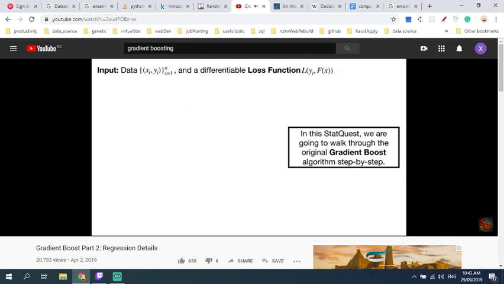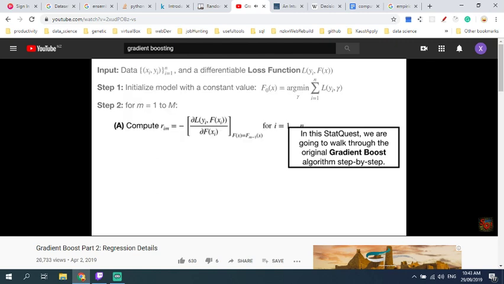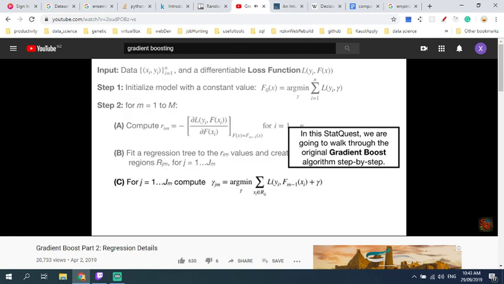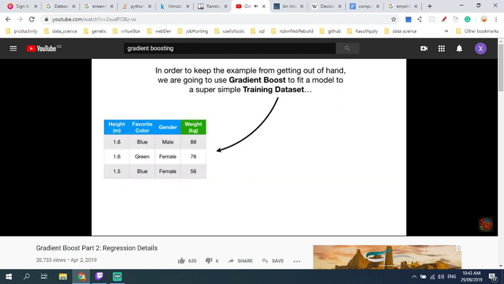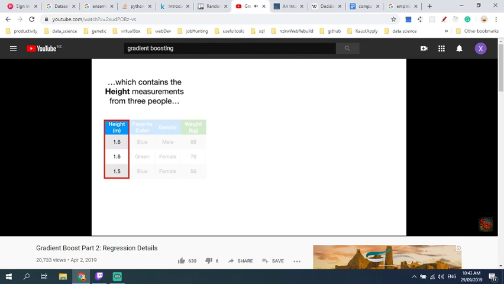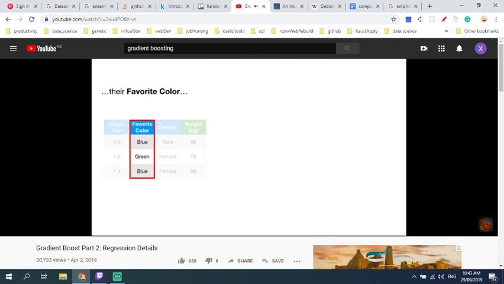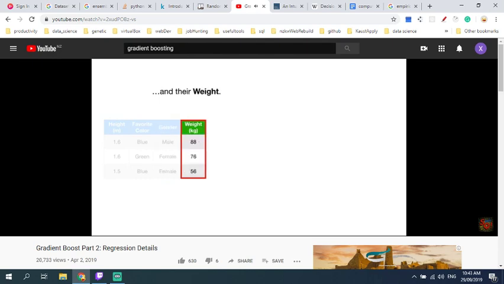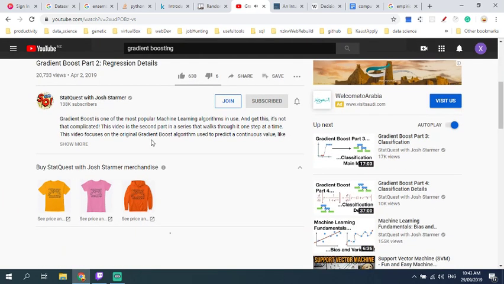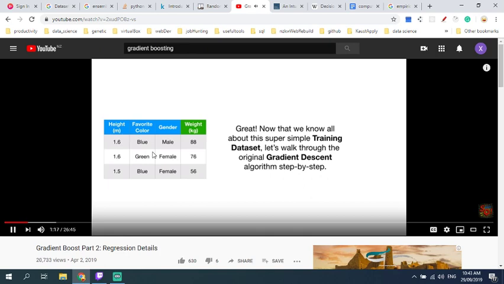In this StatQuest, we are going to walk through the original gradient boost algorithm step by step. In order to keep the example from getting out of hand, we are going to use gradient boost to fit a model to a super simple training dataset, which contains height measurements from 3 people, their favorite color, their gender, and their weight.